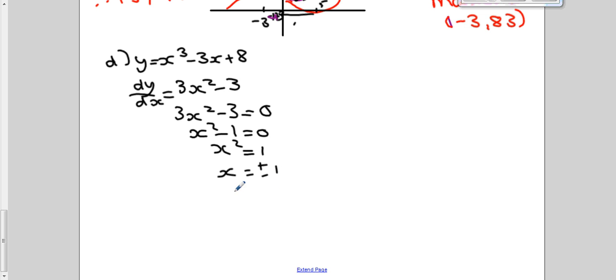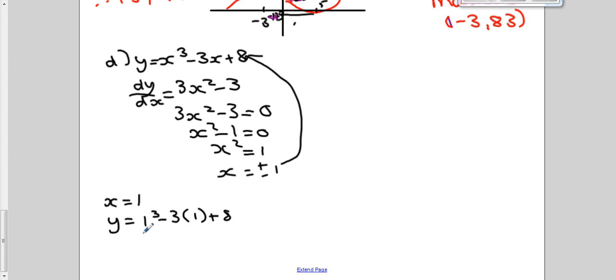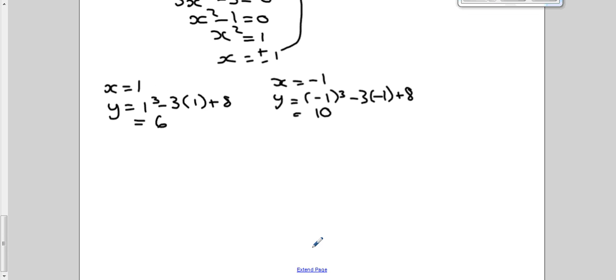So again, we need to find the y values for these x by substituting it back into the original equation. So for x equals 1, we would have y equals 1 cubed minus 3 lots of 1 plus 8. So that's just 6. And where x equals -1, we would have y equals -1 cubed minus 3 lots of -1 plus 8. So that's 8 plus 3, which is 11, minus 1, which gives us a y value of 10. And again, we need to test either side of these points to see if they're maximums or minimums.